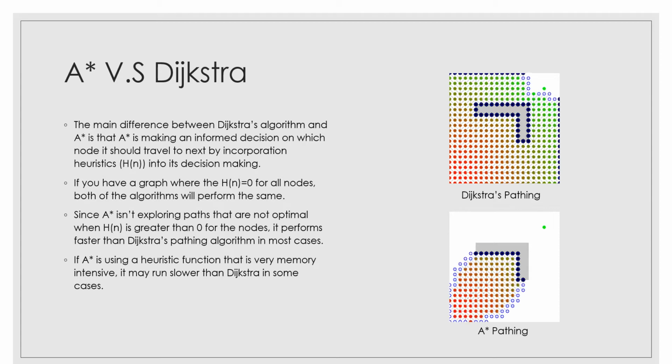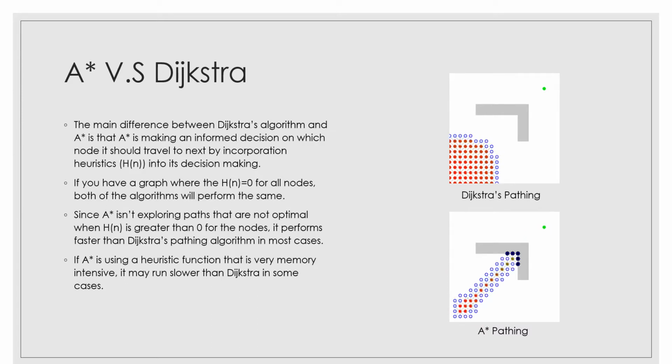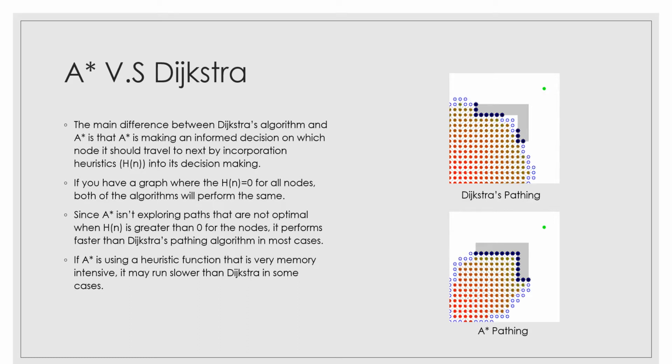And A-star, if it's using a heuristic that is very memory intensive, it could run slower than Dijkstra's in certain cases. So cases where you have a huge grid, or maybe a ton of obstacles, or, I guess, in video game type scenarios where you have a lot of units calculating and they're obstacles themselves, it's going to become very memory intensive to calculate the shortest path to get to a certain point.